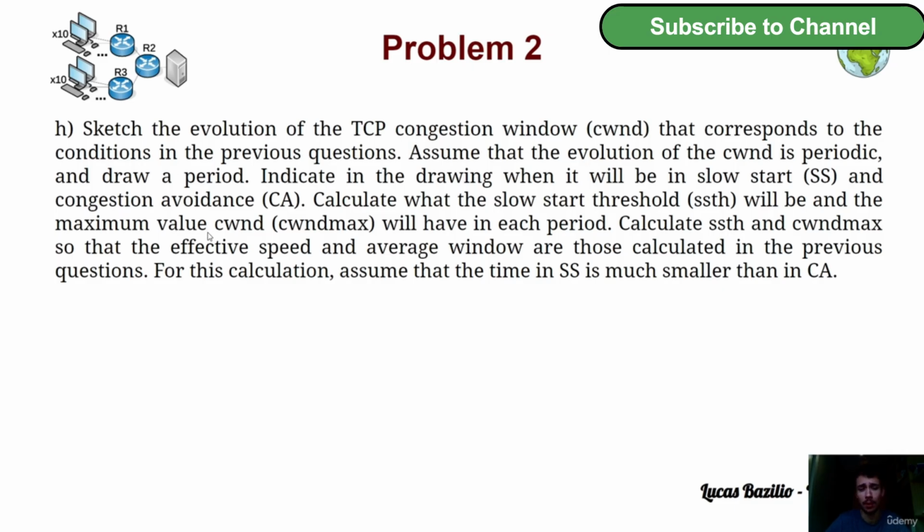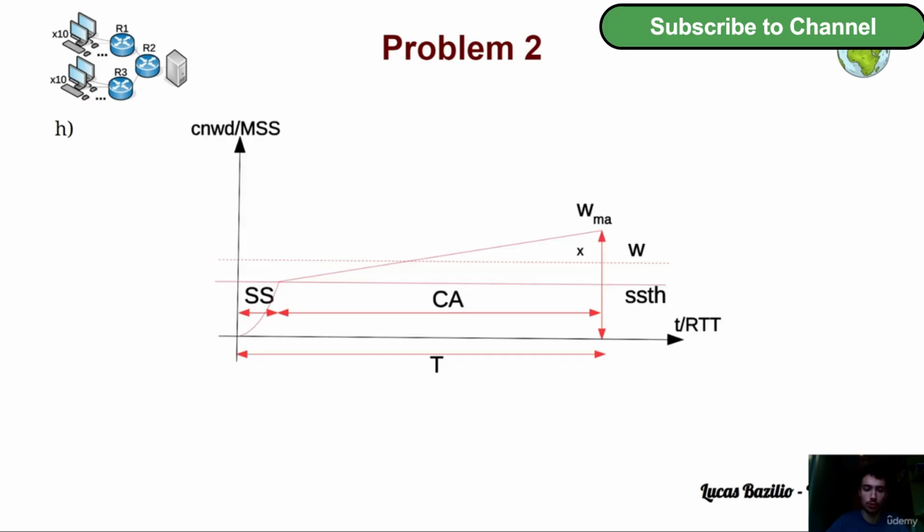Remember that here in this problem, we use the congestion avoidance and slow start algorithm. Also, calculate what the slow start threshold is going to be and the maximum value that the congestion window is going to get. So essentially, this is the congestion window max value we'll have in each period. Calculate the slow start threshold and the congestion window maximum so that the effective speed and average window are those that we calculated in the previous questions. For this calculation, assume that the time in the slow start is much smaller than the time in the congestion avoidance phase. So let's sketch this period.